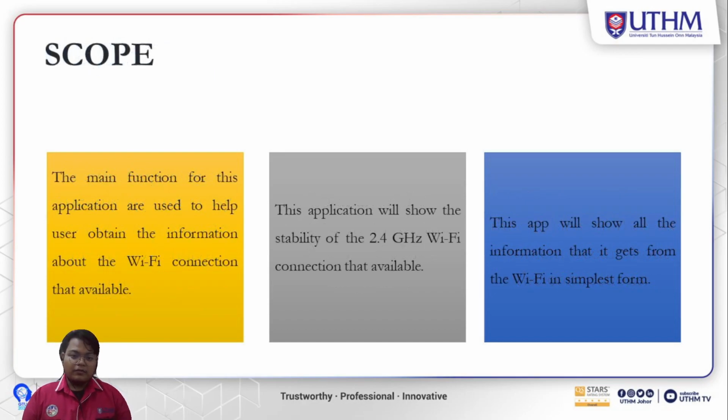Okay, for the scope, it also consists of 3 points. The first one, the main function of this application is to help users obtain information about the Wi-Fi connections that are available. The second point is that this application will show the stability of the available 2.4 GHz Wi-Fi connection. The last point is that this app will show all the information it gets from the Wi-Fi in the simplest form.